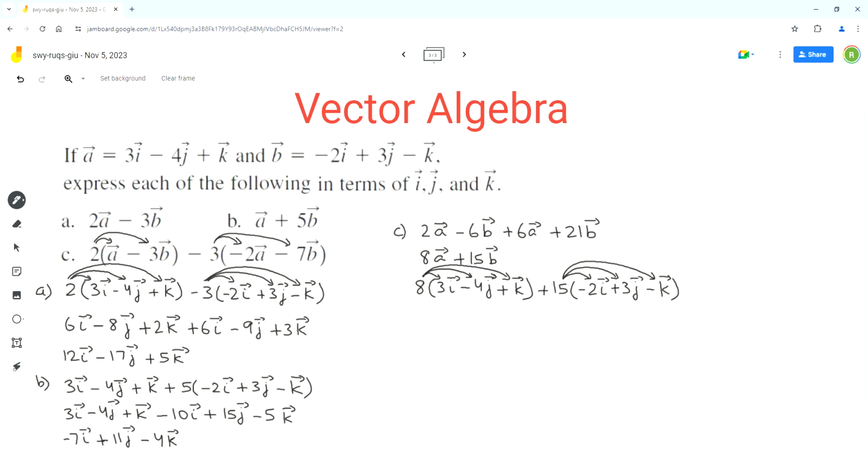So 8 times 3 is 24. 8 times negative 4 is negative 32. And now in the next part we do 15 times negative 2, which is negative 30. And then 15 times 3, which is 45. And then 15 times negative 1, which is negative 15.